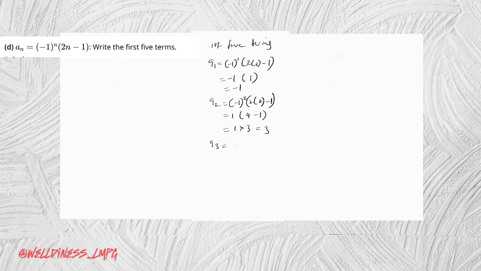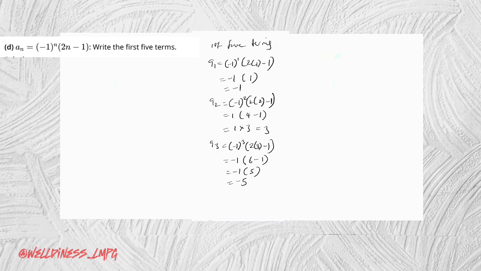Now for your A3, you are going to have minus 1 raised to the power 3 multiplied by 2 times 3 minus 1. And we all know that minus 1 raised to the power 3 is the same thing as minus 1 times minus 1 times minus 1, which is minus 1. Multiplied by 2 times 3, which is 6. 6 minus 1 should give you 5. So 5 times minus 1 will give you minus 5 as your answer.